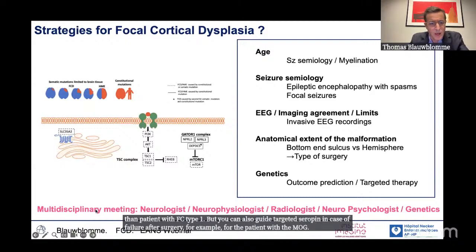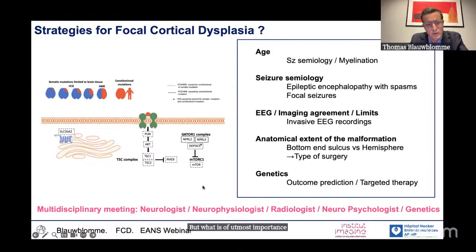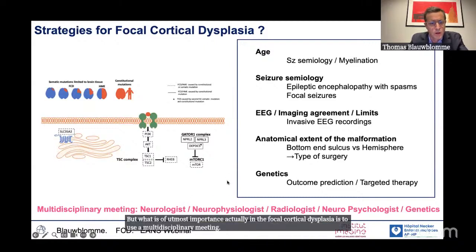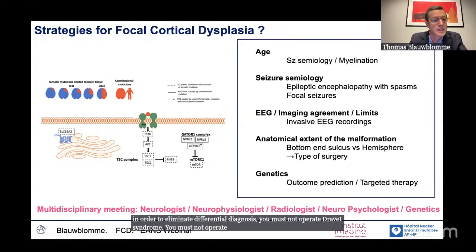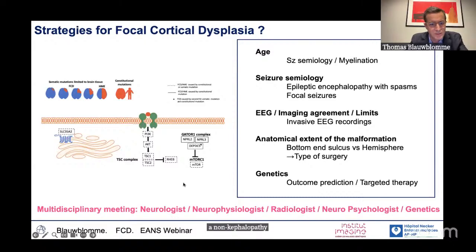But what is of utmost importance actually in focal cortical dysplasia is to use a multidisciplinary meeting. You need a great pediatric neurologist or neurologist in order to eliminate differential diagnosis. You must not operate on a Dravet syndrome. You must not operate on an encephalopathy associated with the channelopathies. And for this, you need a neurologist, a pediatric neurologist.